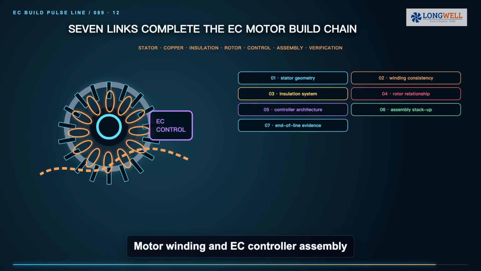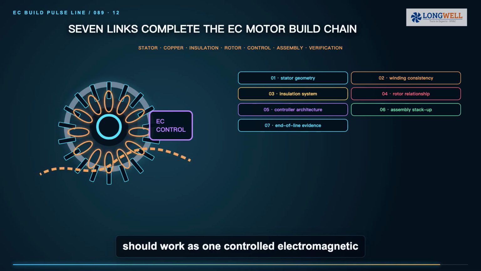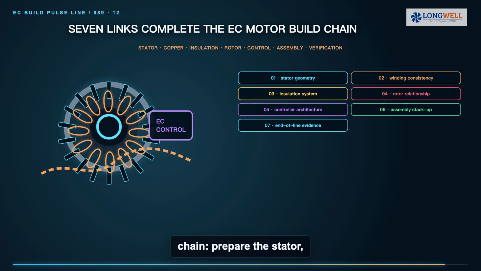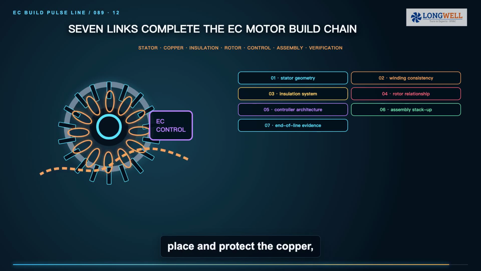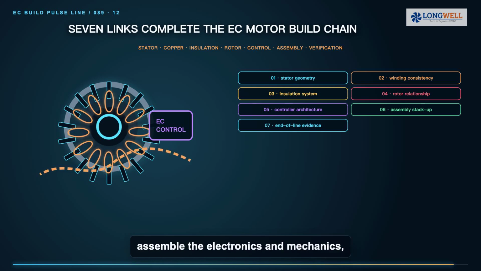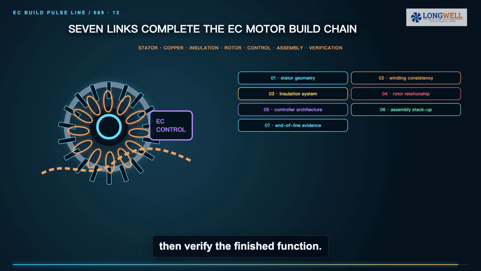Motor winding and EC controller assembly should work as one controlled electromagnetic chain. Prepare the stator, place and protect the copper, control the rotor relationship, assemble the electronics and mechanics, then verify the finished function.